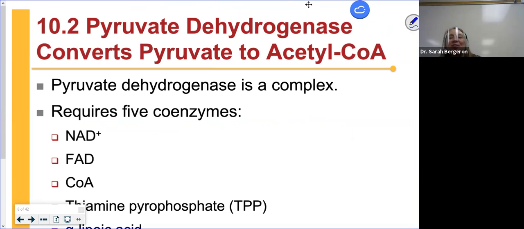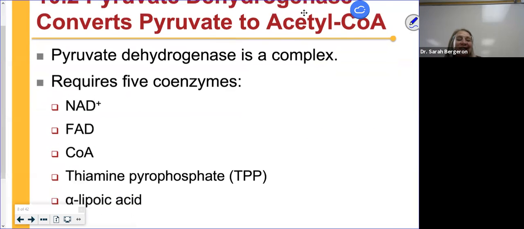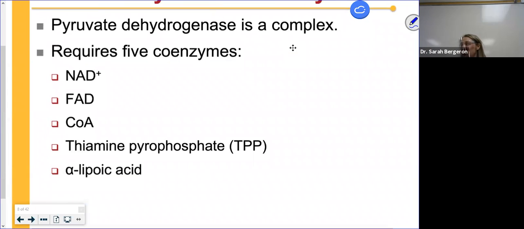Okay, so we finished with glycolysis. We ended with pyruvate. But to enter into the citrate cycle, what do we need? Acetyl-CoA. So we have to go through pyruvate dehydrogenase. Is pyruvate dehydrogenase part of glycolysis? Is it part of the citrate cycle? No. So in order for pyruvate dehydrogenase to work, it's that huge old complex.